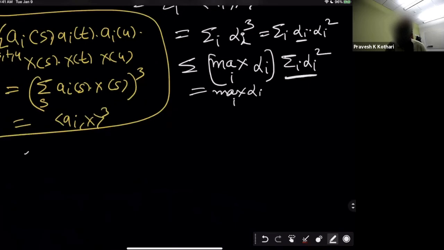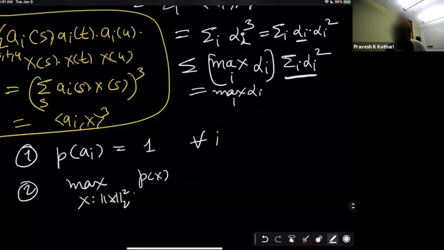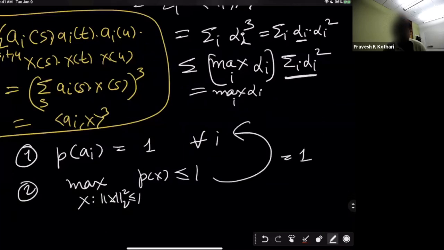One. What is P of a_i? When I compute the polynomial P at any of the a_i's, well, the max of alpha_i is 1, right? Because the x I'm computing has one of the coefficients 1, others are 0. So P of a_i is 1 for all i. Two, the max of P over the sphere is at most 1. And along with this observation, it means that it's exactly equal to 1. Why is that? Well, max of alpha_i is at most 1, because the sum of alpha_i squared is in fact 1.